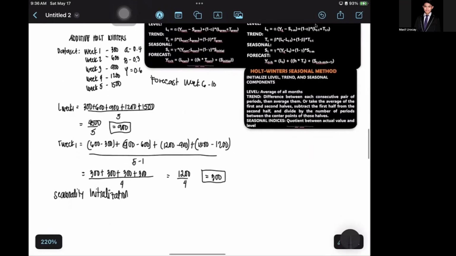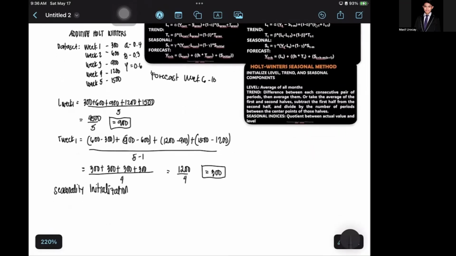So for initializing that, we have here week one. Week one is 300 minus the level. The level that you do have right now is 900. So that is the answer. 300 minus 900. So it will be negative actually, equals negative 600.